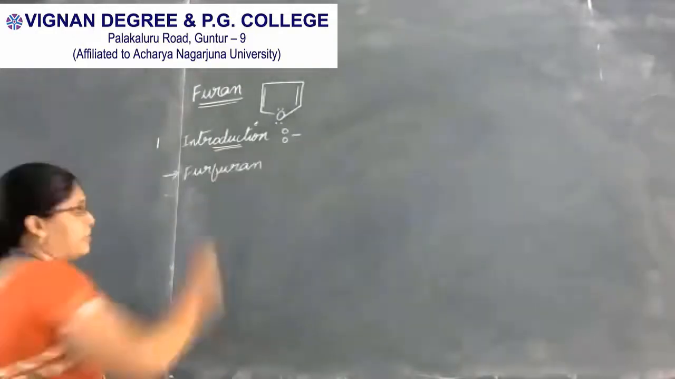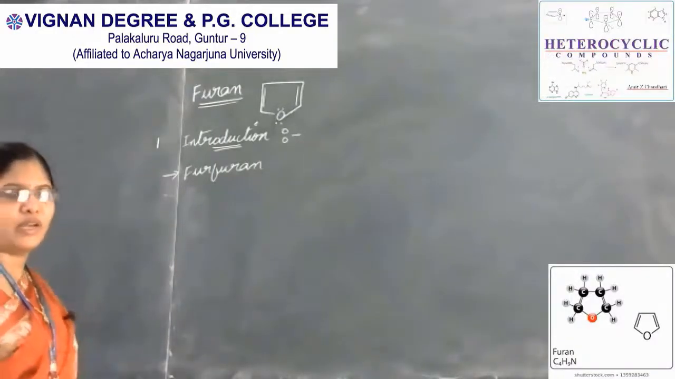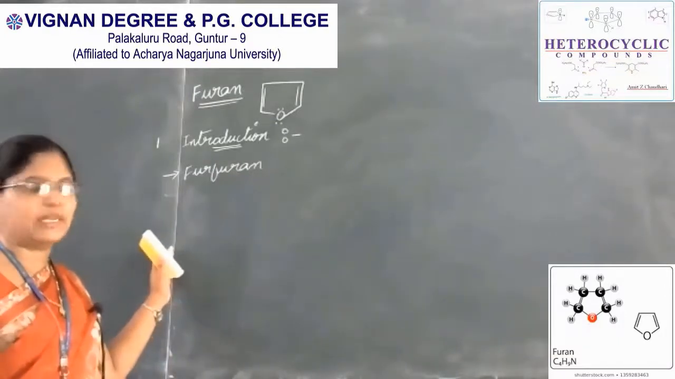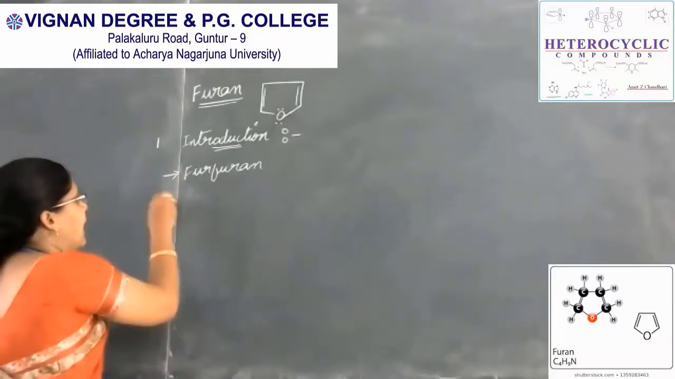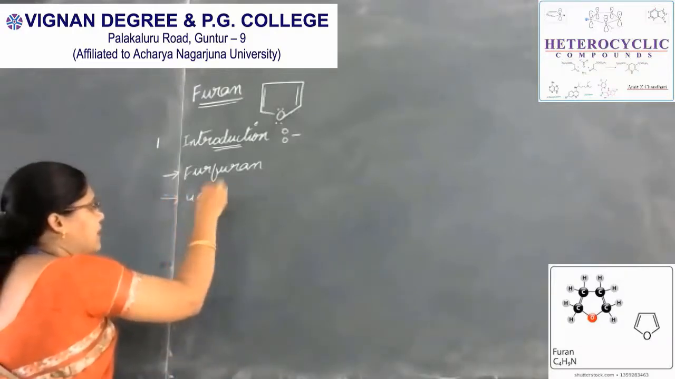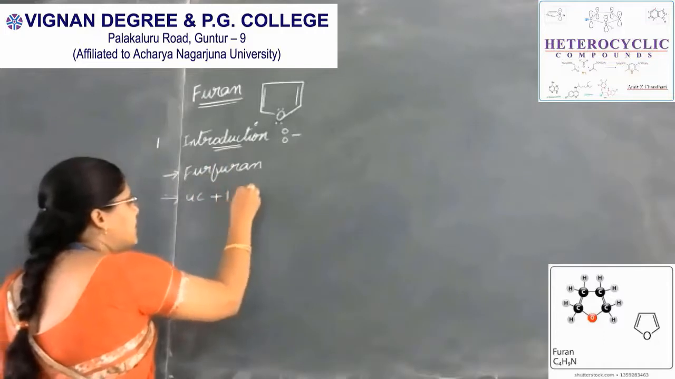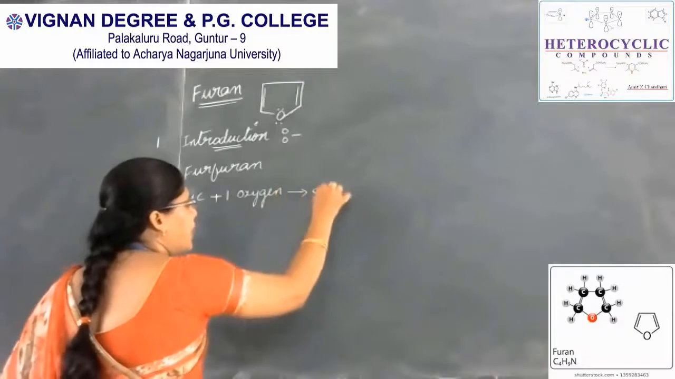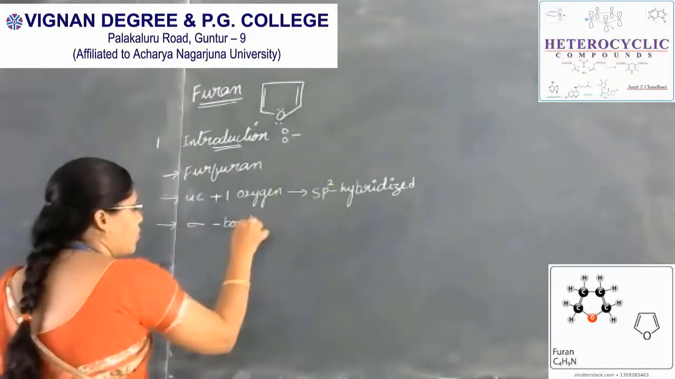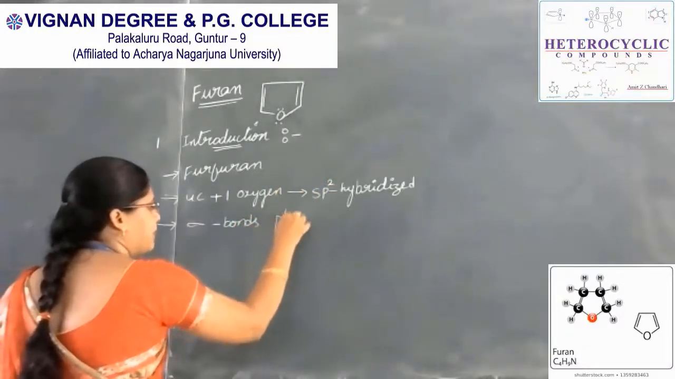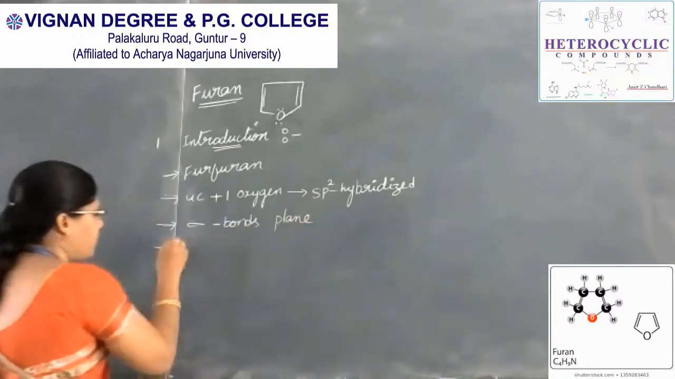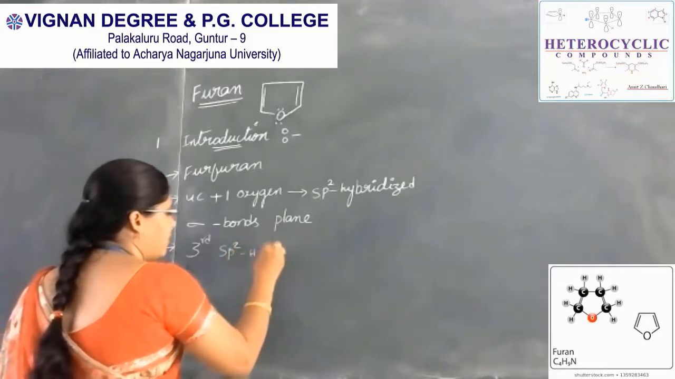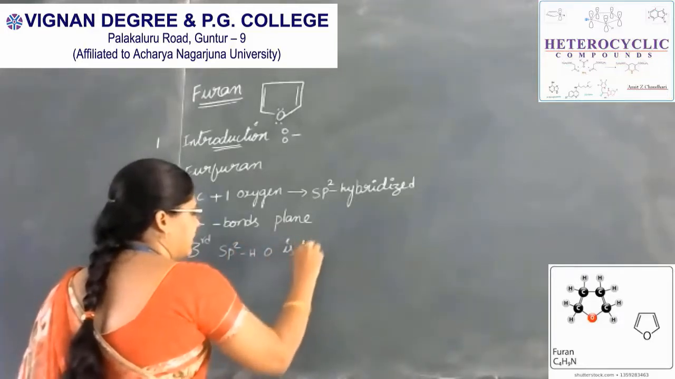Furan is also called furfuran. It is a 5-membered heterocyclic ring. In this, all atoms, that is 4 carbon atoms and 1 oxygen atom, are sp2 hybridized. All sigma bonds are in plane. The third sp2 hybrid orbital is filled.